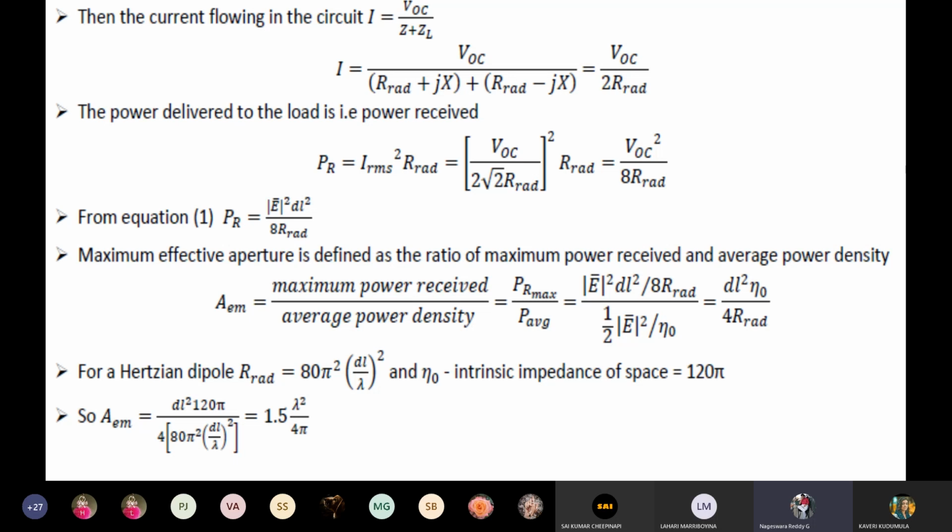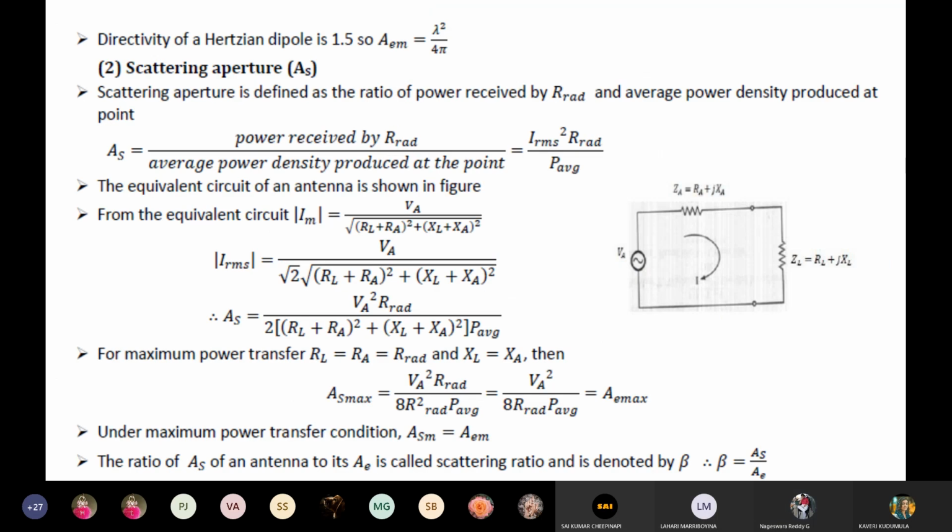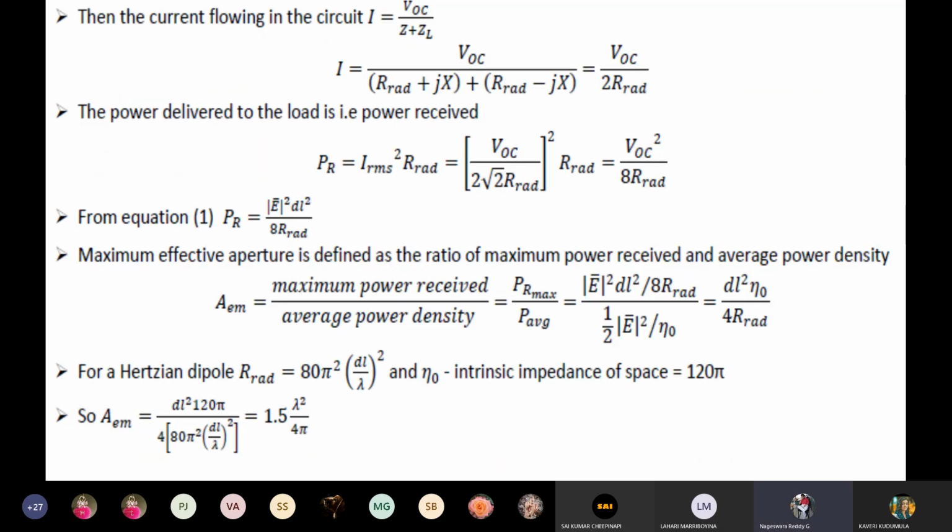Maximum effective aperture is defined as the ratio of the maximum power received and the average power density. So what is the maximum power received? Maximum power P_R max is equal to E squared dl squared by 8 into radiation resistance, divided by half of E squared by the intrinsic impedance of free space, that is dl squared times the intrinsic impedance of free space by 4 times the radiation resistance.